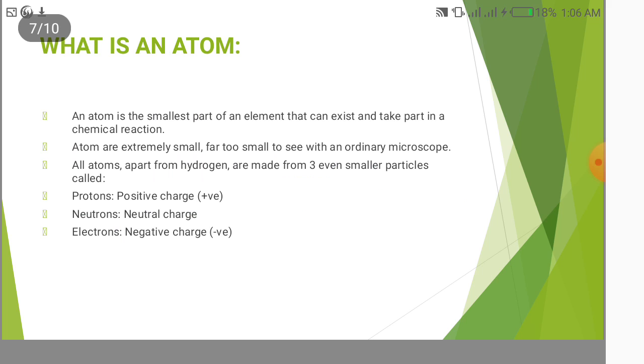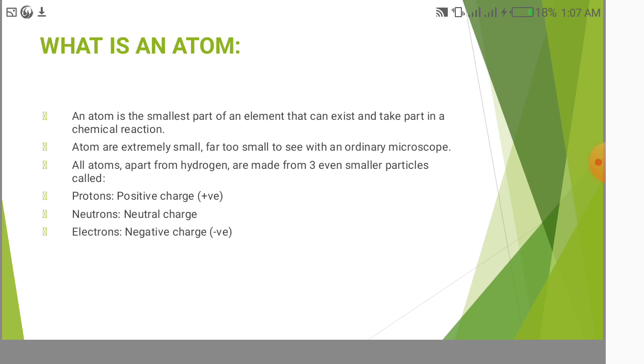Next, we are going to discuss what an atom is. An atom is the basic unit of matter defining the structure of an element. An atom is the smallest part of an element that can exist and take part in a chemical reaction. Atoms are extremely small, far too small to see with an ordinary microscope. However, atoms are not all the same size. For example, an atom of gold is much bigger than an atom of hydrogen.